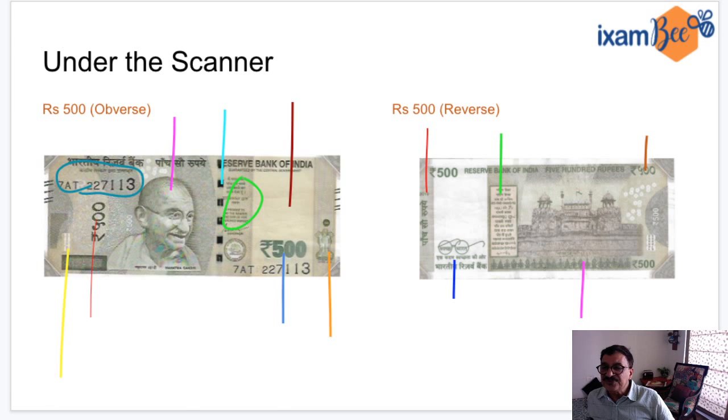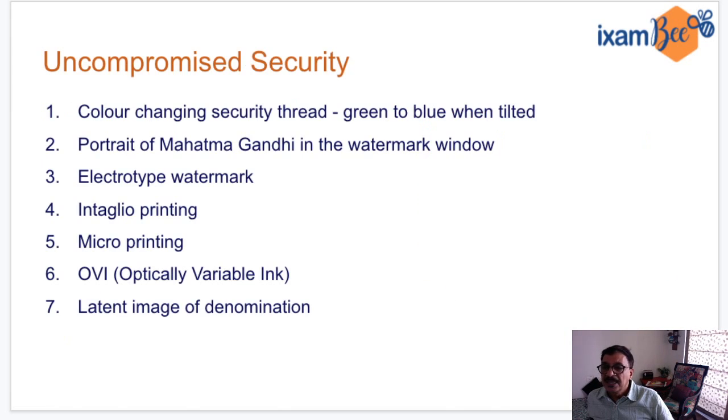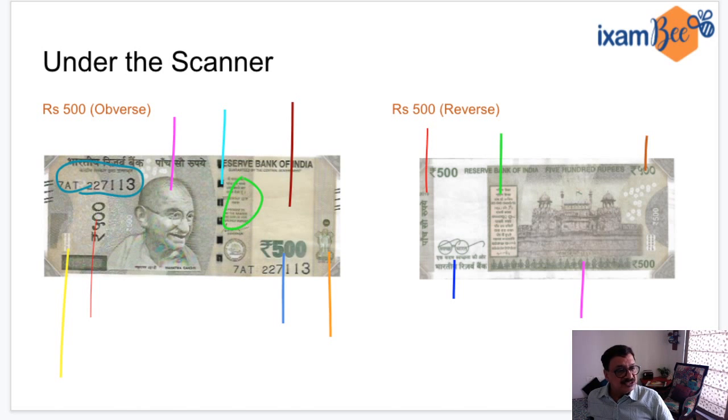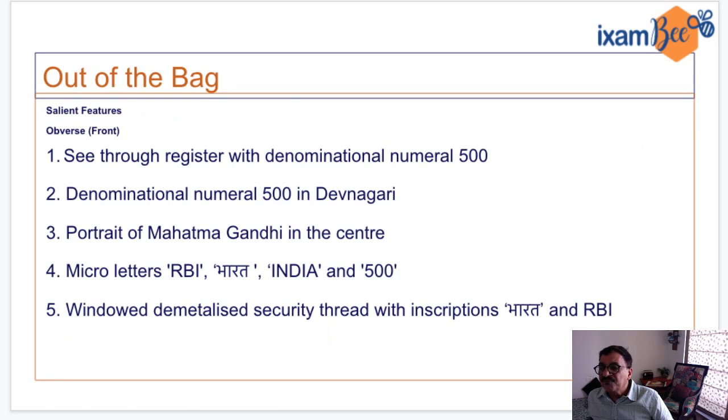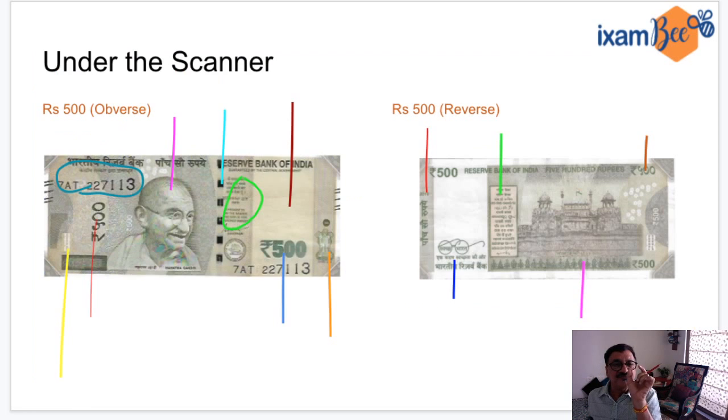Now please follow these lines. For example, let's begin with this yellow line that you see. This is what we call a see-through register, which has a 500 figure on it, which you cannot see normally. So here, this yellow line, please, if you are holding a note, or you can do it later, there will be a see-through register here with the denomination numeral 500 written on it. This is one feature. These are features which cannot be generally seen. You will have to make a little effort to see.